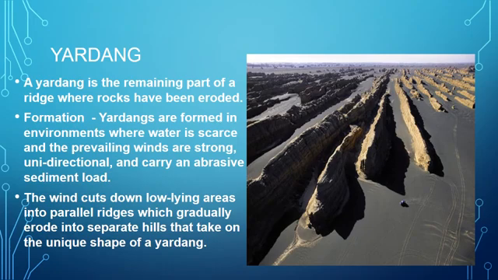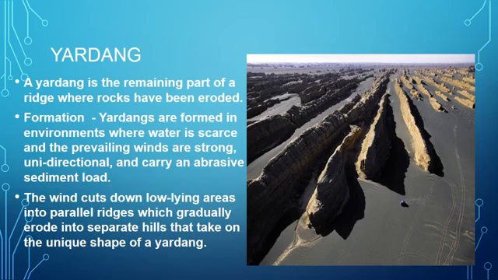The wind should always be unidirectional. If the wind is bidirectional, you cannot see such landforms created by wind erosion. Wherever the wind is always moving in a unidirectional manner, only in such areas can you see the landform called yardang, and it carries an excessive sediment load. Whenever it moves, it carries a specific load. In this process, the wind cuts down the low-lying areas into parallel ridges, which gradually erode into separate hills that take on a unique shape called yardang.